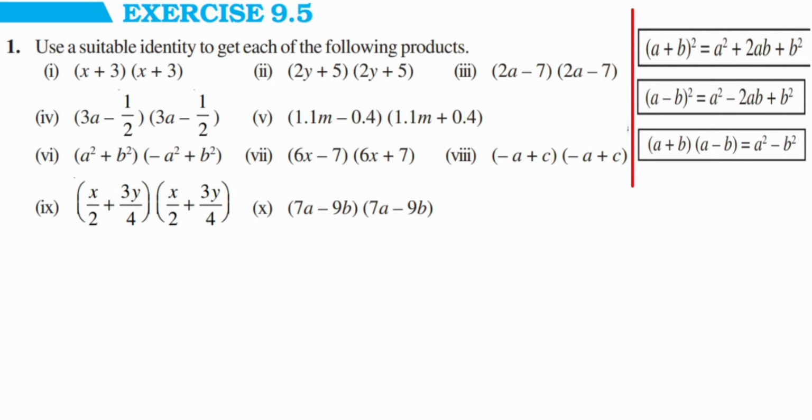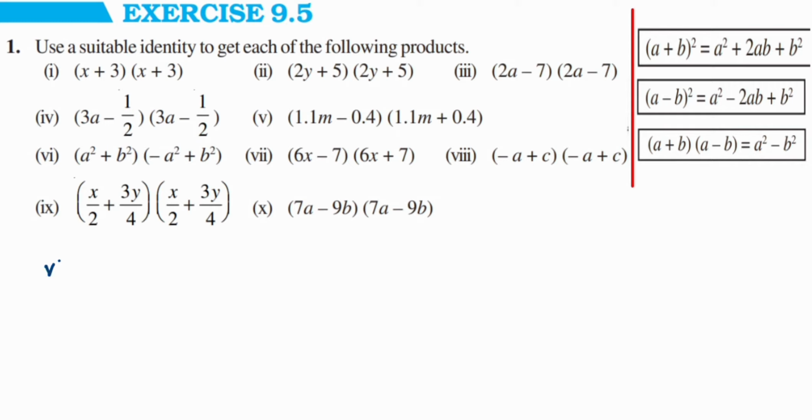In the fifth question, they have given (1.1m − 0.4) multiplied by (1.1m + 0.4). If you see here, the terms are same but the sign is different. One is minus and one is plus. In that case, we're going to use the third identity, that is (a + b) into (a − b) is equal to a square minus b square.